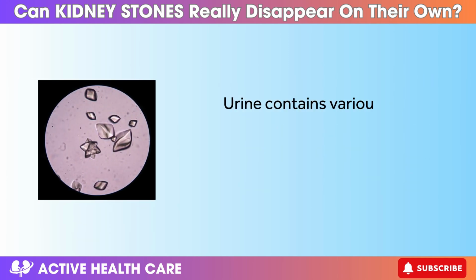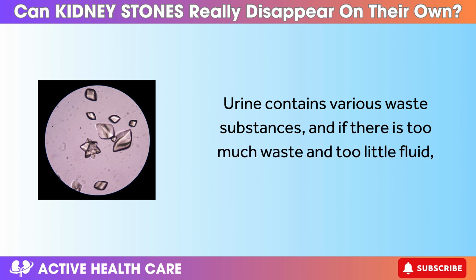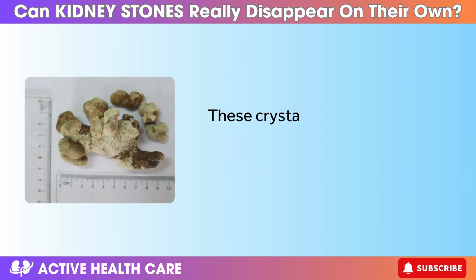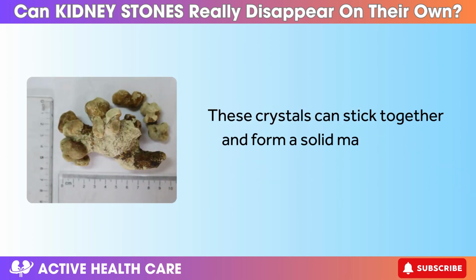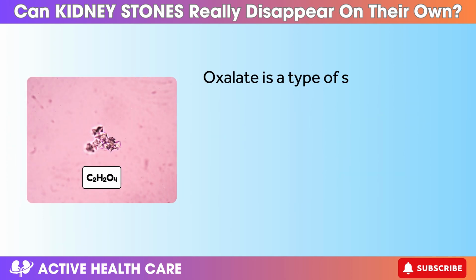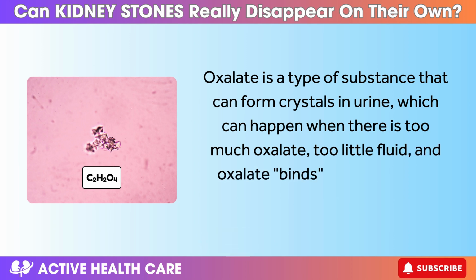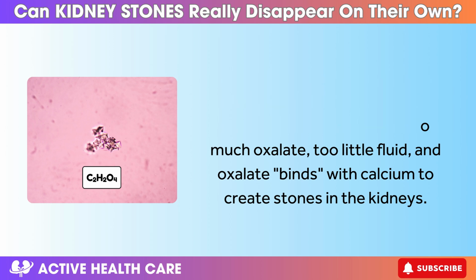Urine contains various waste substances, and if there is too much waste and too little fluid, crystals can begin to form. These crystals can stick together and form a solid mass, a kidney stone. Oxalate is a type of substance that can form crystals in urine, which can happen when there is too much oxalate, too little fluid, and oxalate binds with calcium to create stones in the kidneys.